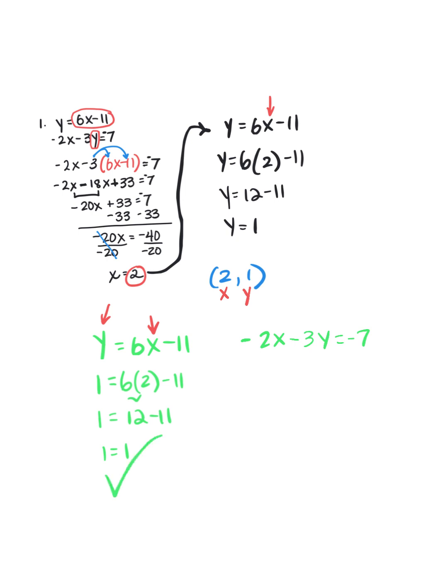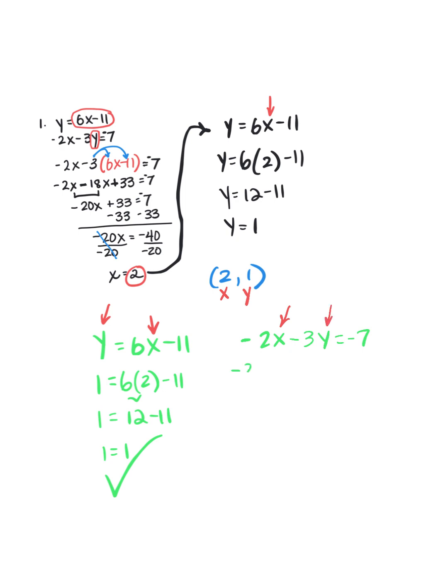So that means that the point 2, 1 is definitely on the line whose equation is y equals 6x minus 11. But now we need to check the other one, because it should work for both, right? Because that point of intersection is the point that lies on both lines. So again, instead of x, we're going to use 2. Instead of y, we're going to use 1.